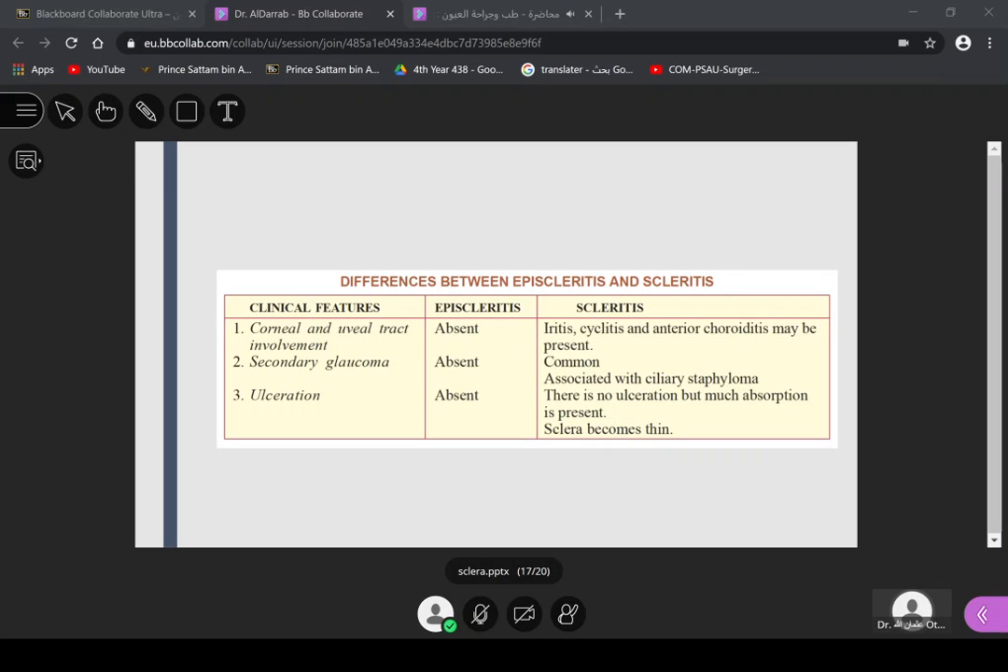Differences between episcleritis and scleritis. Corneal and uveal tract involvement: everything is absent in episcleritis and everything is there in scleritis, especially in severe scleritis. Iritis, cyclitis, associated with serious staphyloma, the sclera becomes thin in scleritis. This will not happen with episcleritis. As I mentioned in the beginning, scleritis is a severe form of episcleritis because it is deeper. Scleritis is deeper involvement of the sclera, while episcleritis is superficial. Only the episclera is involved.